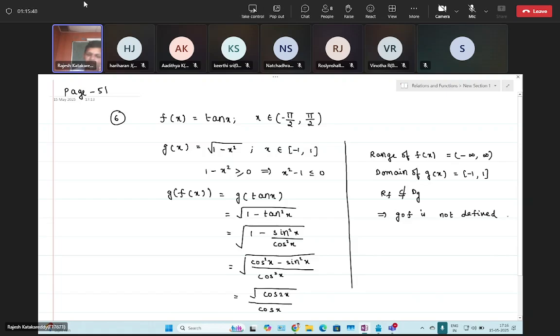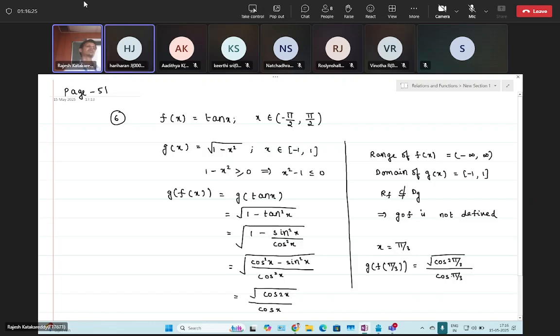I can clearly prove this another way. You take x equals pi/3. What is g of f of pi/3? We get root of cos 2pi/3 divided by the denominator cos pi/3. Cos 2pi/3 is what? Negative only, no? Root of -1 is imaginary, not defined. Understood?